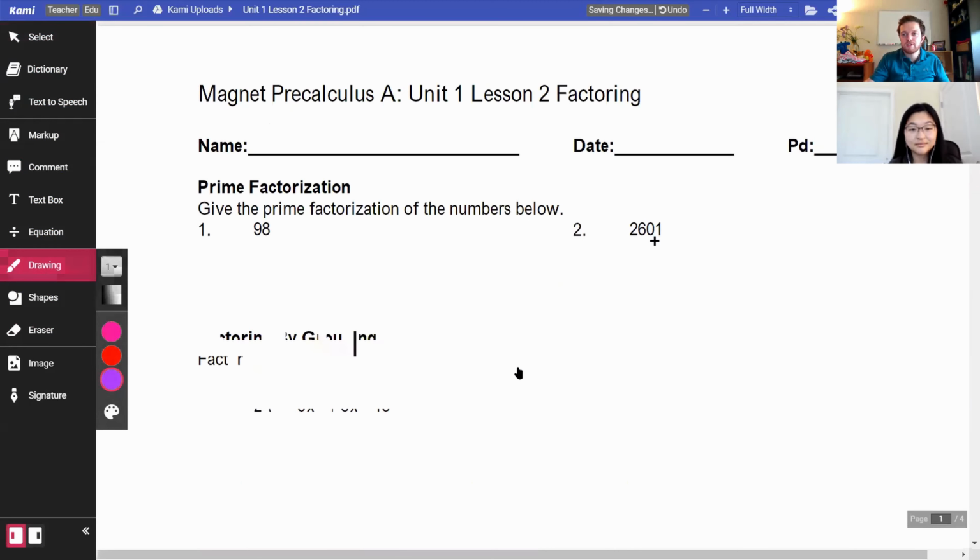Okay, let's go ahead and get started. We are looking at Unit 1, Lesson 2, factoring, some factoring basics.